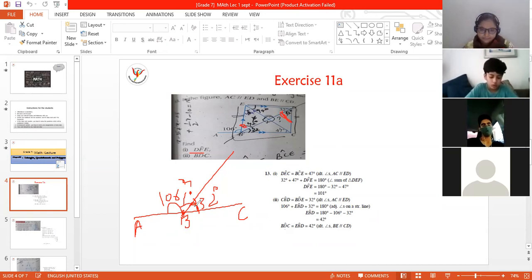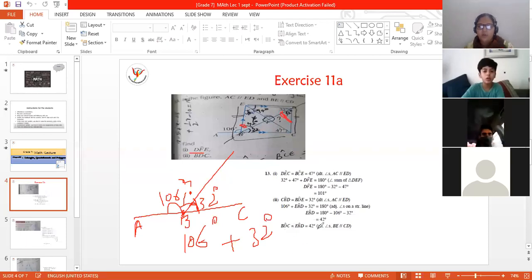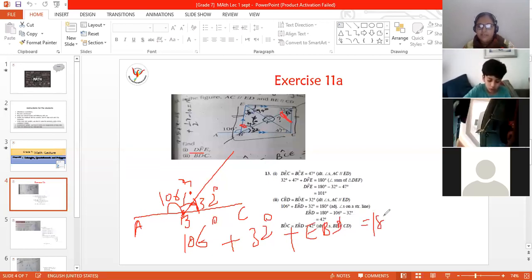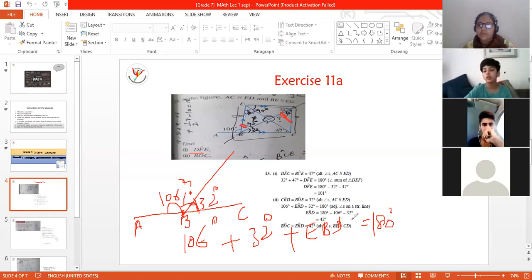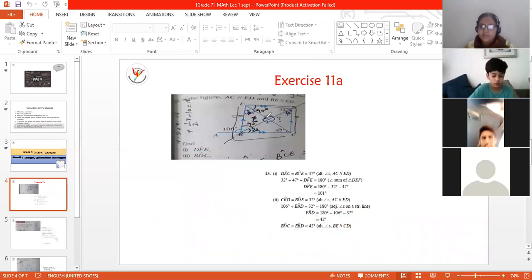So let's start. If on a straight line, one angle is 106 degrees, the other one is 32 degrees, and you have to find one more angle, which is, I can say, EBD, so it will become 180 degrees. By subtracting the angles from 180 degrees, you will come to know the answer of EBD, and this is 42 degrees. And if this angle is 42 degrees, then angle D will also be 42 degrees because of alternate angles on a parallel line, right? So this was question number 13.